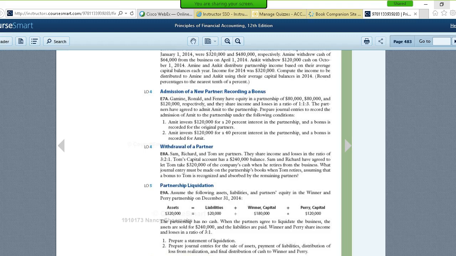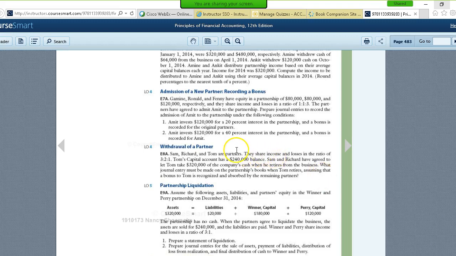Tom's capital account has a $240,000 balance. Sam and Richard have agreed to let Tom take $320,000 of the company's cash when he retires from the business. What journal entry must be made on the partnership books when Tom retires, assuming that a bonus to Tom is recognized and absorbed by the remaining partners?